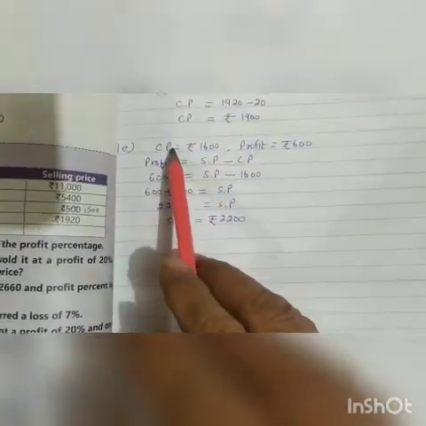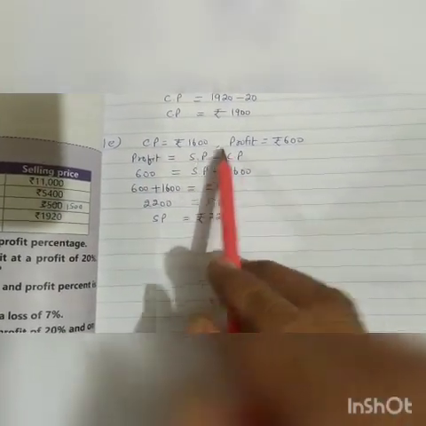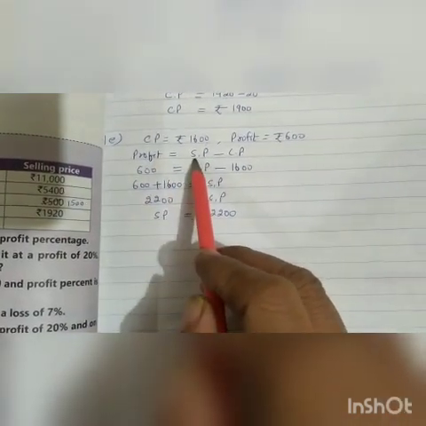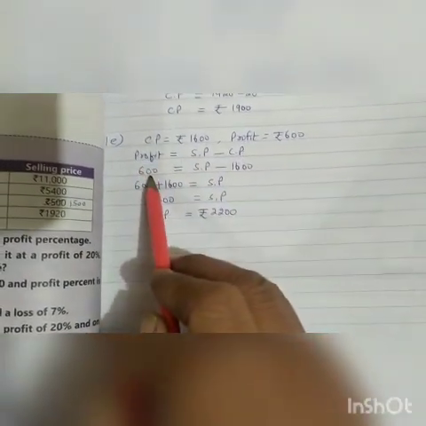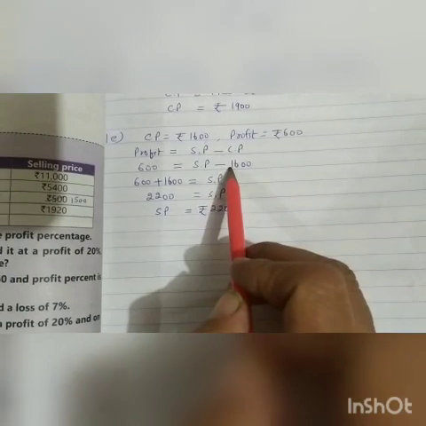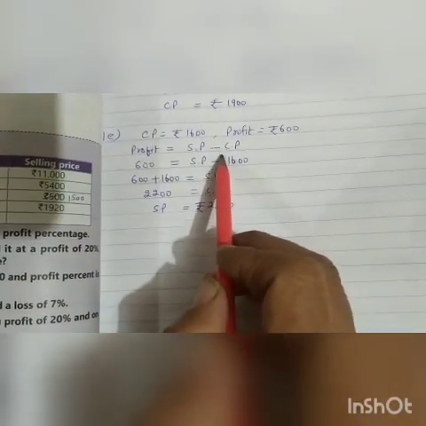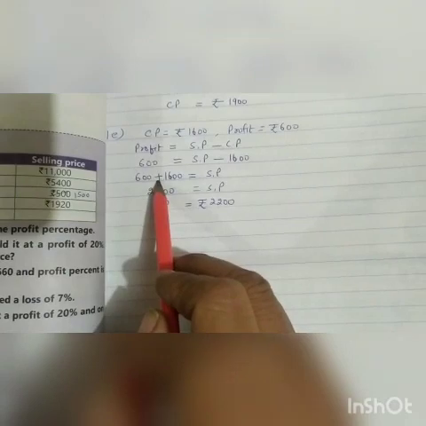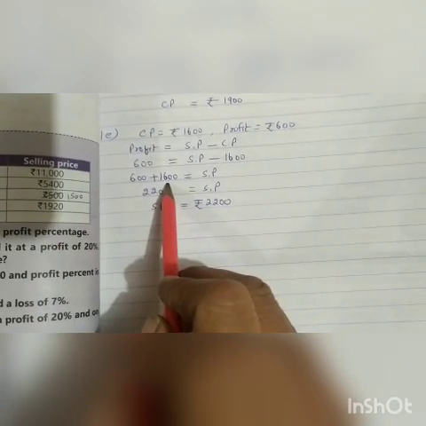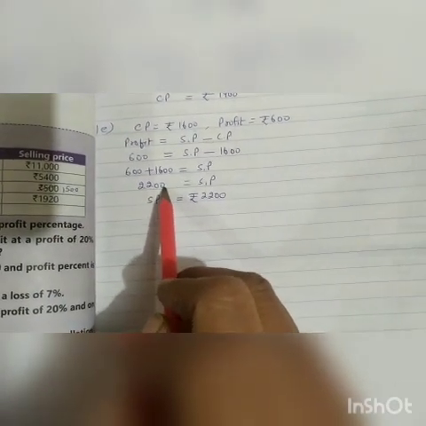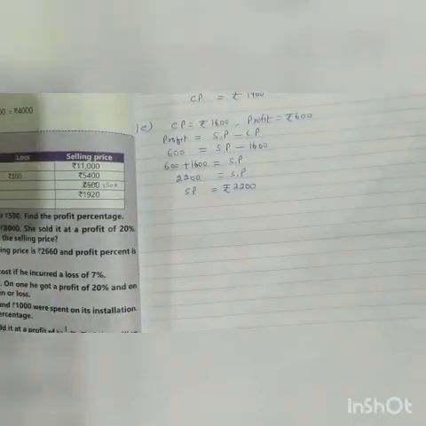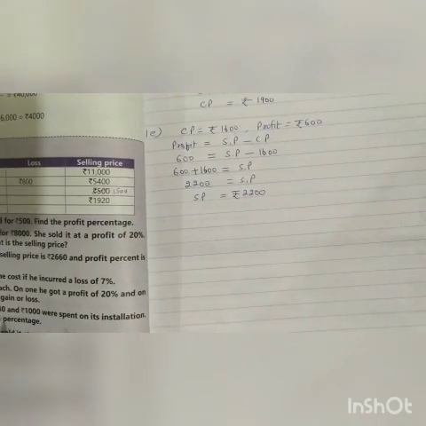Now in part E, CP is given 1,600. Profit is rupees 600. Then what is the formula for profit? Profit is equal again to SP minus CP. Profit is 600. Selling price we have to find out. Minus cost price is 1,600. Take this minus 1,600 to this side. 600 plus 1,600 equals selling price. Add this 600 and 1,600, we get 2,200. So selling price is equal to 2,200 rupees. Clear? So today we will do up to question number 1.